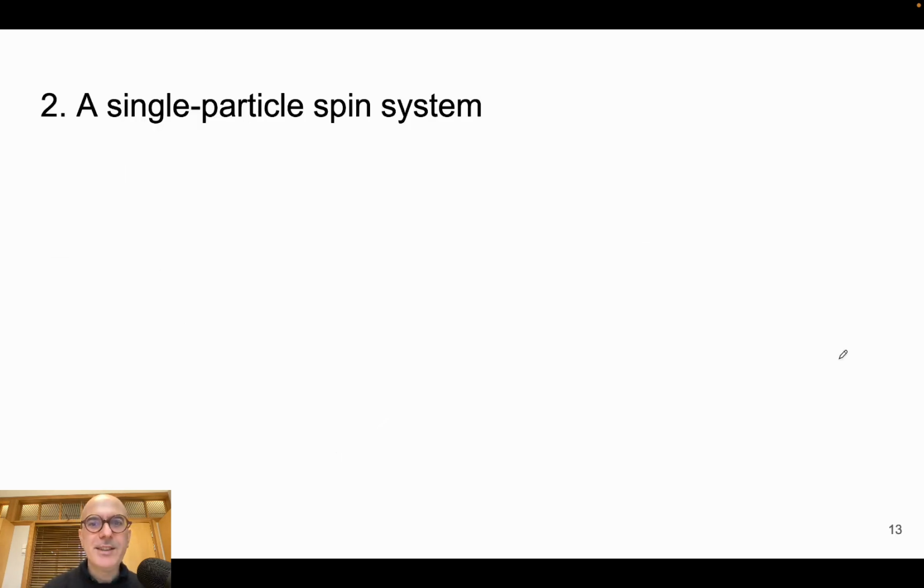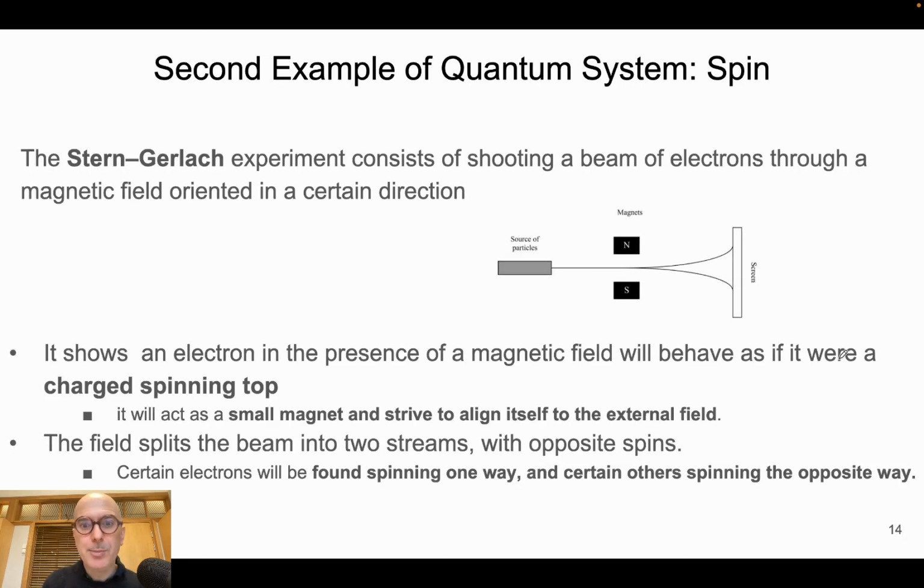Let's look at a system that has only 2 quantum states. In the previous quantum system, we had n quantum states where we can find our particle. So let's look at a simpler system using an electron, the so-called single particle spin system. This is inspired by the Stern-Gerlach experiment, which consisted of shooting a beam of electrons through a magnetic field oriented in a certain direction.